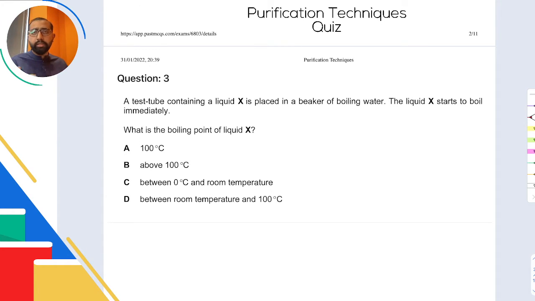What does that mean? That means, first of all, the liquid did not boil at room temperature before it was pushed into the boiling water. So while it was at room temperature, it did not boil. So its boiling point is above room temperature. But it started to boil immediately at 100. It had enough energy to suddenly break all the bonds, all the forces that it had, and evaporate, which shows that its boiling point is somewhere between the room temperature and the boiling point of water, which is why it's going to be D. Okay, moving on.